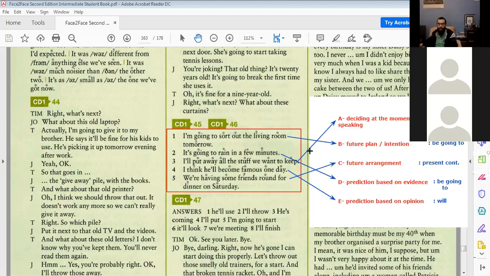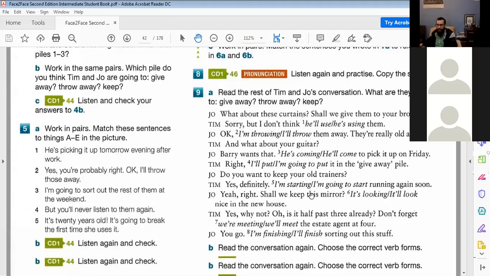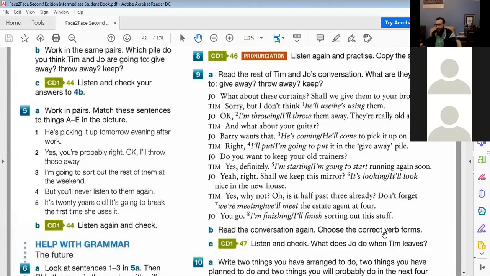Now, keep in mind, we're going to use these five rules to answer the exercise we're going to do together now. So let's go there and do this exercise. I think in some of the spaces you can use more than one, no, you can't, because there's listening. All right, so take a few minutes. Let me read the question for you. It says, read the rest of Tim and Joe's conversation. What are they going to give away, throw away, and keep? So you need to choose the correct answer. Take a few minutes, read the conversation till the end, and we'll listen to check your answers.